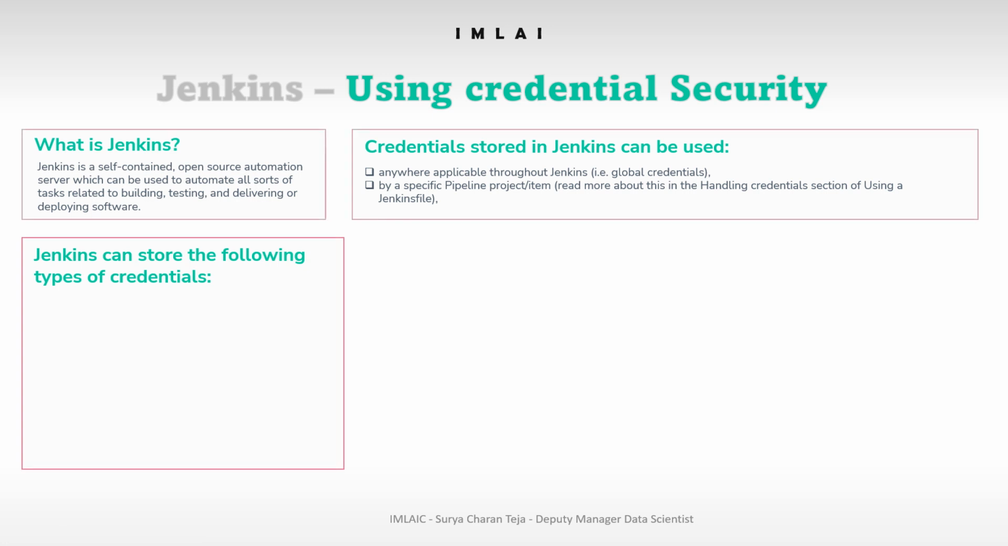So Jenkins can store the following types of credentials. What are those? Secret text. What is secret text? Secret text is nothing but a token, such as an API token. You might have known about API tokens, or else you might have heard about them. If you haven't, I'm going to show you how it looks in Postman, in the Postman tutorials. So secret text is nothing but a simple API token.